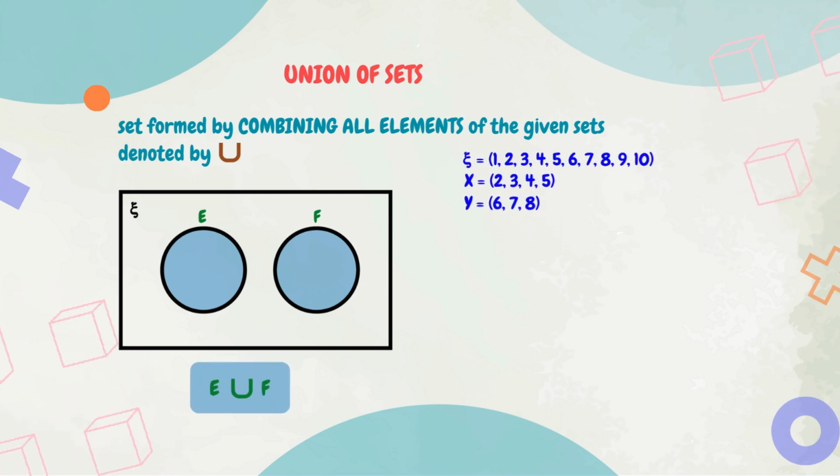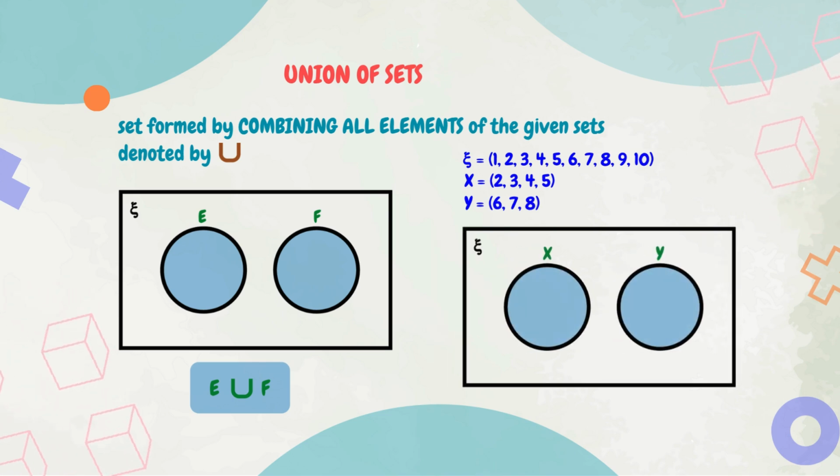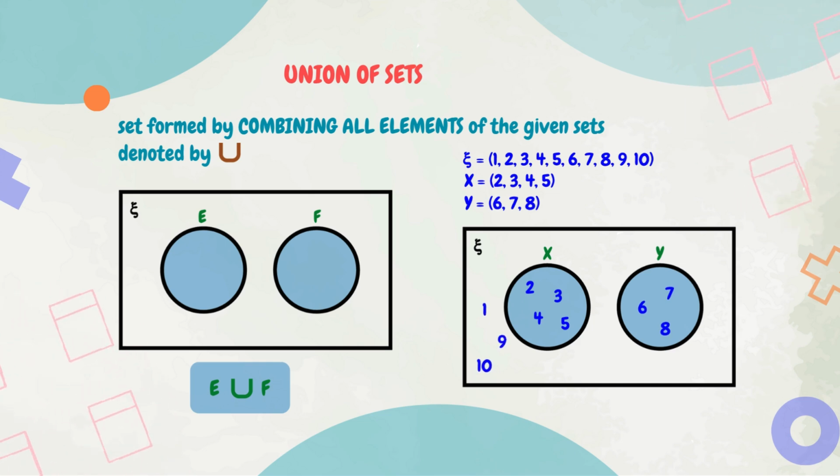For example, given that the universal set has elements 1 to 10, set X has elements 2, 3, 4, and 5, and set Y has elements 6, 7, and 8. Show the sets in a Venn diagram and find the union of set X and Y. First, the universal set. Set X has elements 2, 3, 4, and 5. Set Y has elements 6, 7, and 8. The remaining elements, 1, 9, and 10, are part of the universal set but are neither members of the two sets, so they have to be outside the two sets but within the universal set. This is the Venn diagram representation of the given sets. Write the union of set X and Y in the comment section.